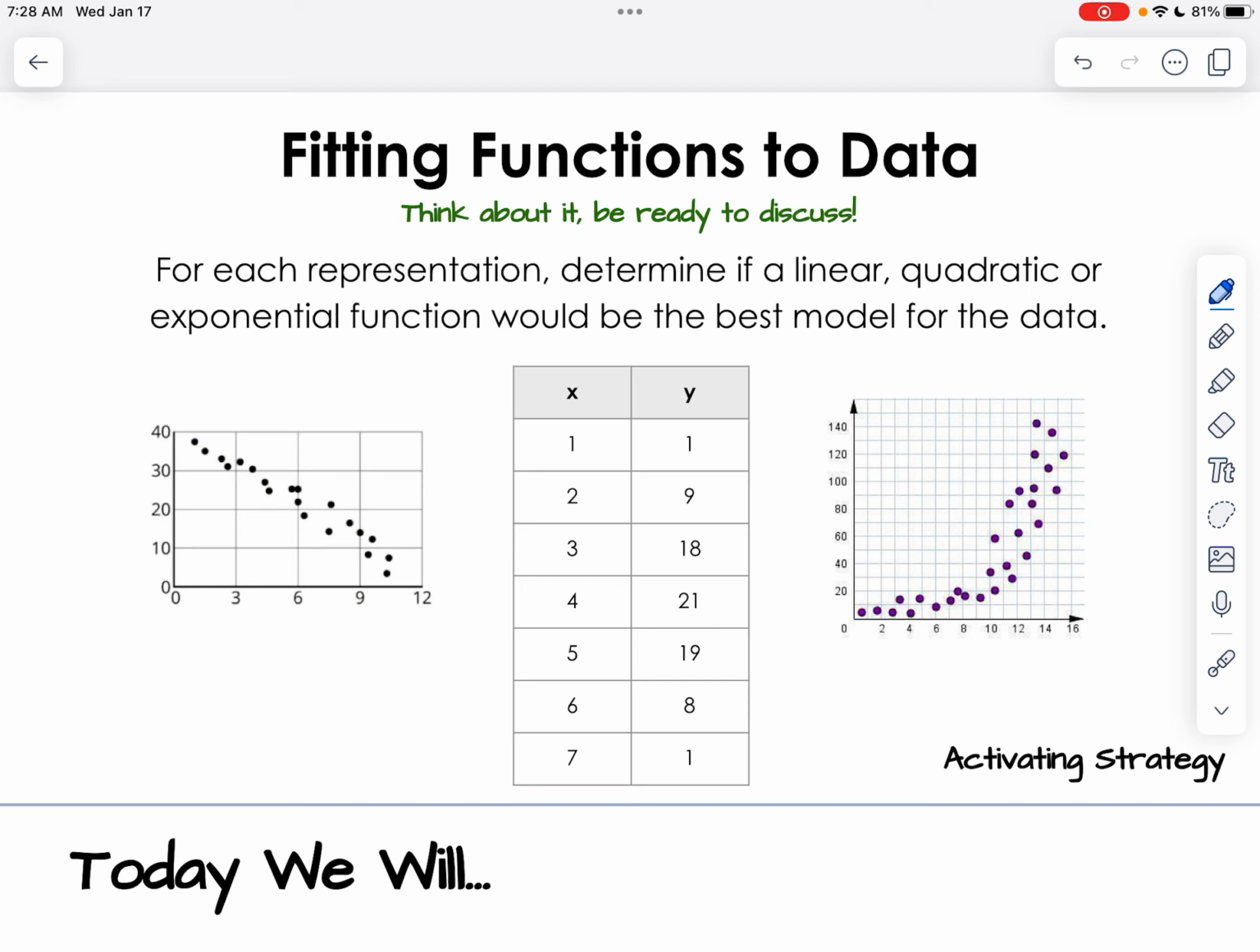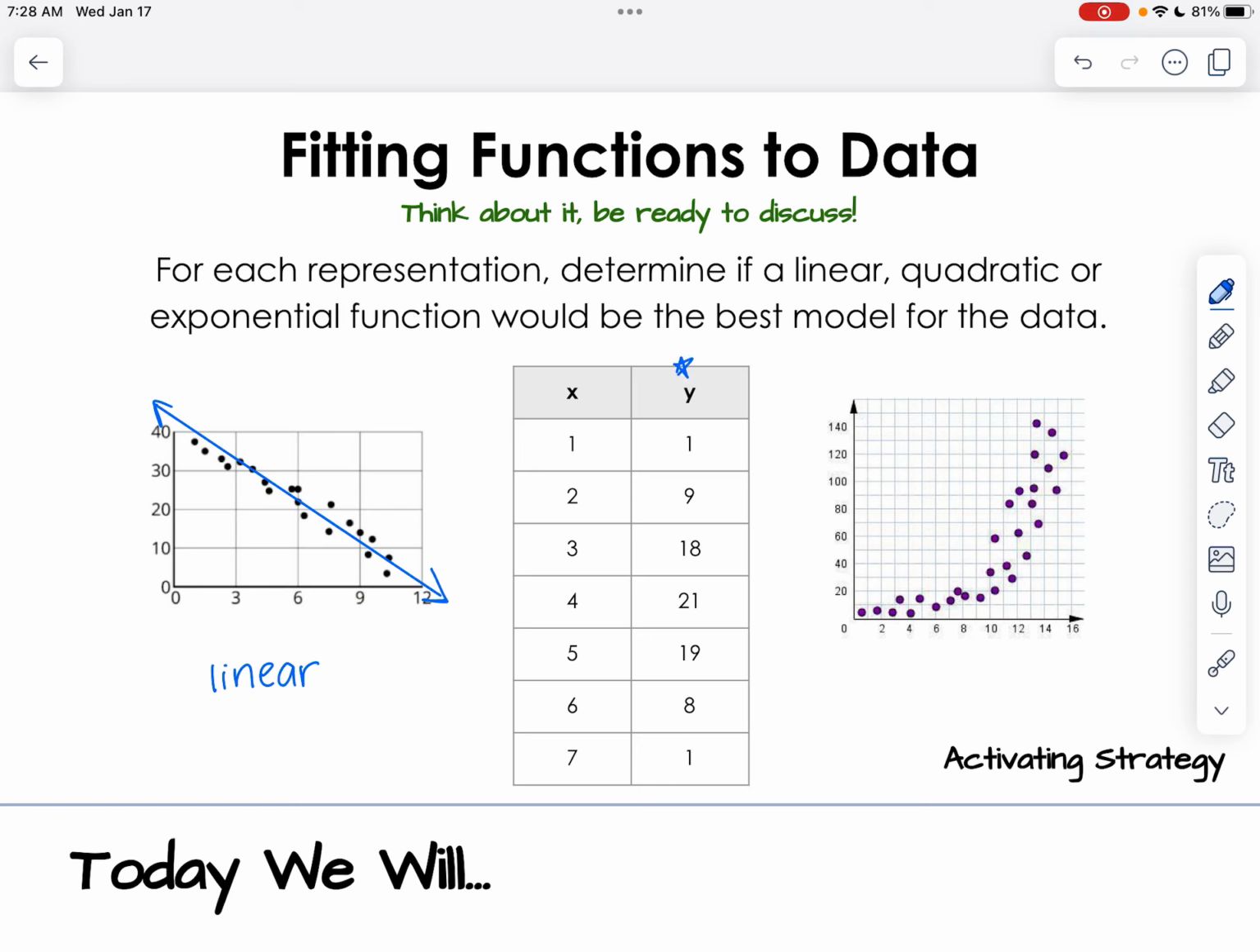So for the first one, we have a scatter plot here, and I want to see what type of shape I think would best fit all of these dots. And I think I could pretty carefully draw a fairly straight line through this scatter plot of data. And so for this one, I would say that a linear model is best because it looks like it follows that constant straight line.